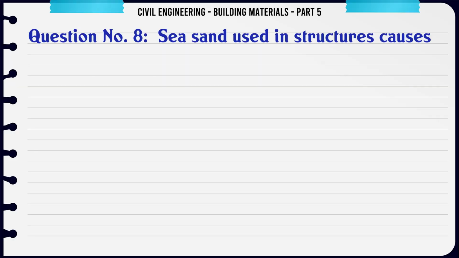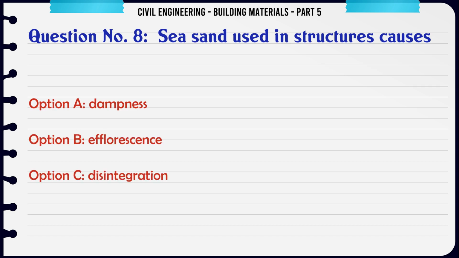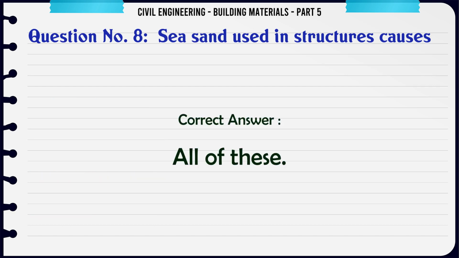Sand used in structures causes A. dampness, B. efflorescence, C. disintegration, D. all of these. The correct answer is all of these.